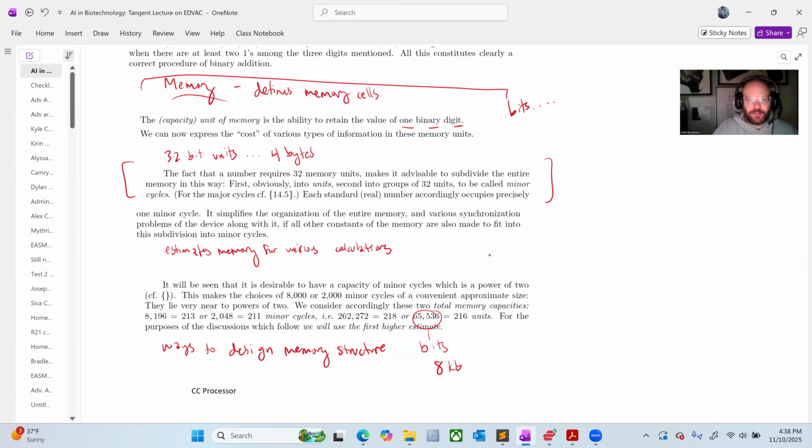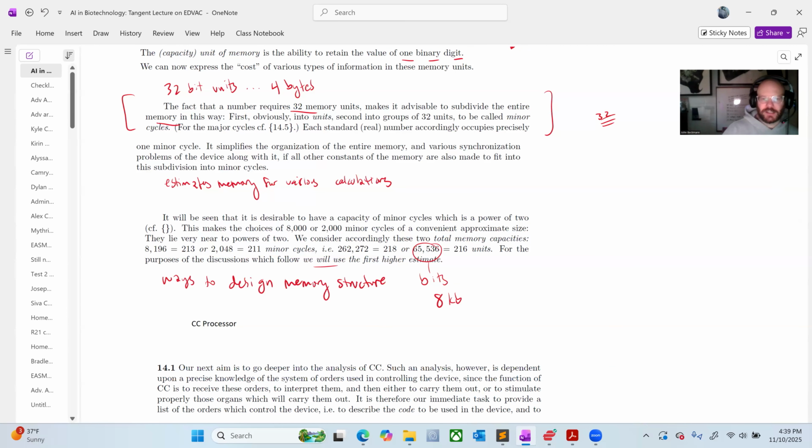And how should I design the memory? And he says the entire memory should be subdivided by 32 memory units. So everything in computers is kind of weird. Everything in computers is like a power of 2. This is where that comes from. And he does all these calculations, and he figures out how many bits he is going to need to do the calculations that he wants. And he decides on the number about 65,536 bits, which is a power of 2. That's 8 kilobytes. So the first computer was about 8 kilobytes of memory.